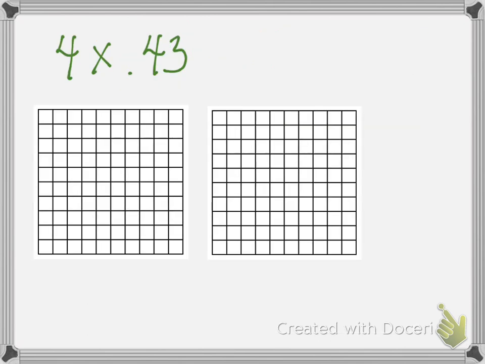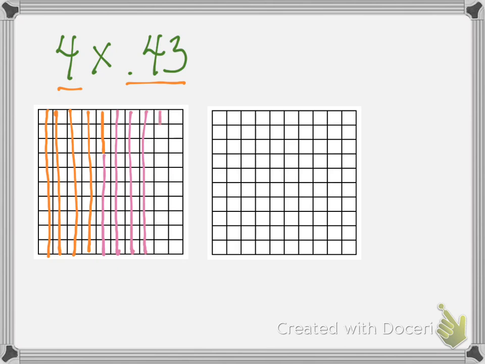All right, let's do another one. Now this one, there's 2 grids because I'm going to need 2 hundredths grids on this one. 1 hundredths grid equals 1 whole. So we're going to do 4 times 43 hundredths. So we're going to draw in 43 hundredths 4 times. So let's do 1, it's 10, 20, 30, 40, 1, 2, 3. And now 7, 17, 27, 37, 38, 39, 40, 41, 42, 43.